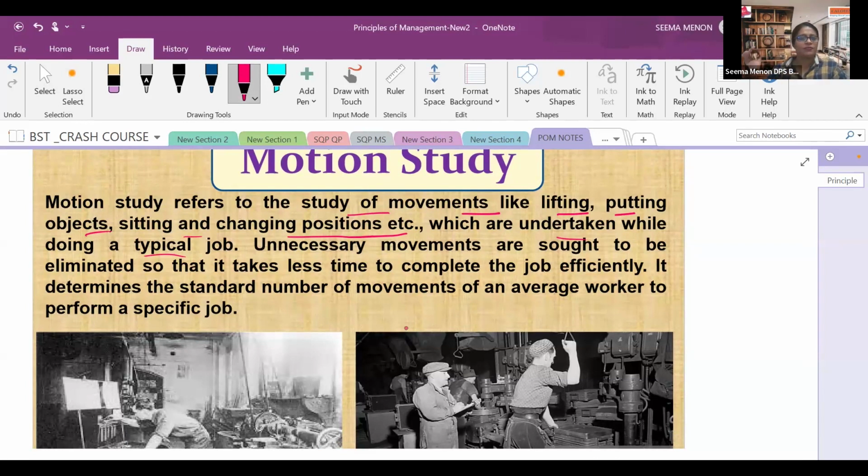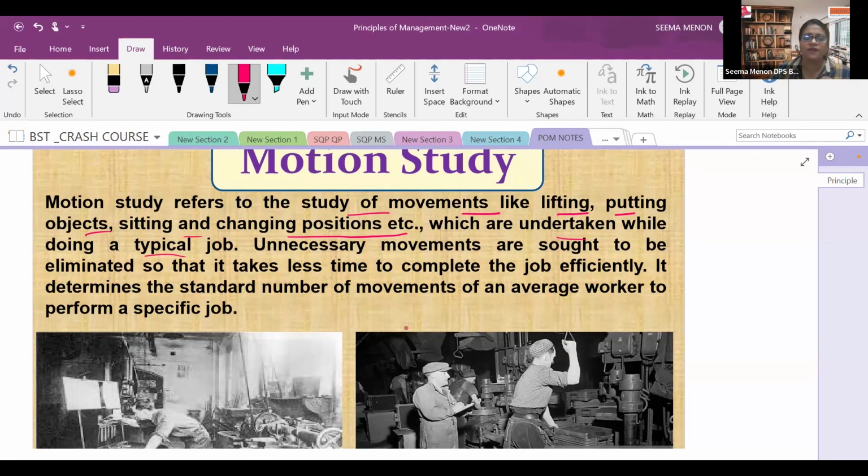Now, see, suppose I am sitting here with a laptop, then I want to take some printout. The printer should be very adjacent to me. If I keep it after 2 or 3 rooms, then every time to take a printout, I have to go there. So there my movement will be too much, that will waste the time. The same way in a factory, there are various movements.